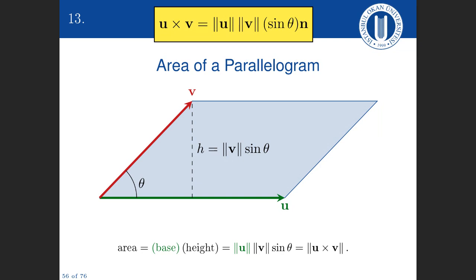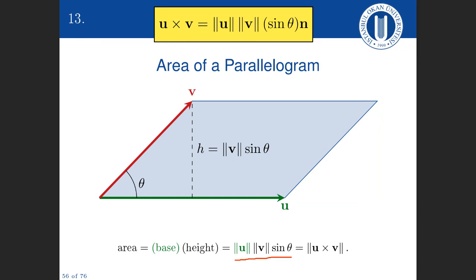Let's suppose we have a parallelogram which we use the vectors u and v to draw like this. Area of a parallelogram is the length of the base multiplied by the height of the parallelogram. The base is easy, that's just the norm of u. For the height, we use trigonometry to see that the height is the norm of v multiplied by sine theta. So we get norm of u, norm of v, sine theta.